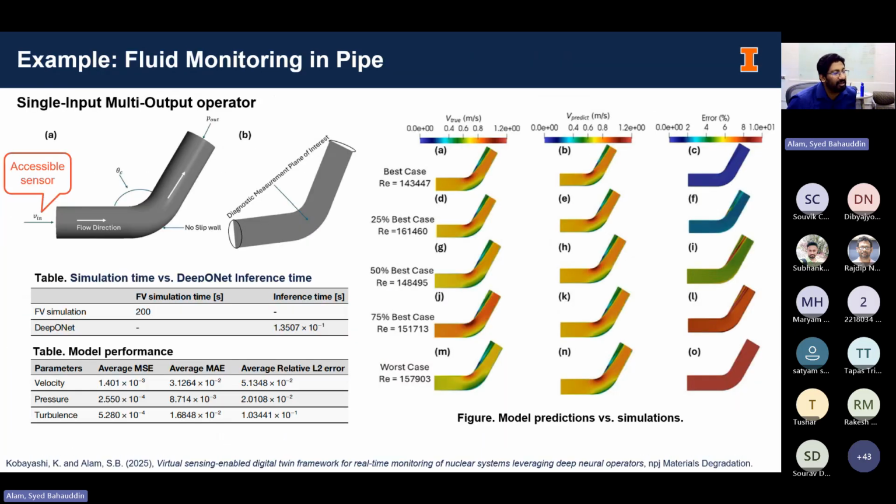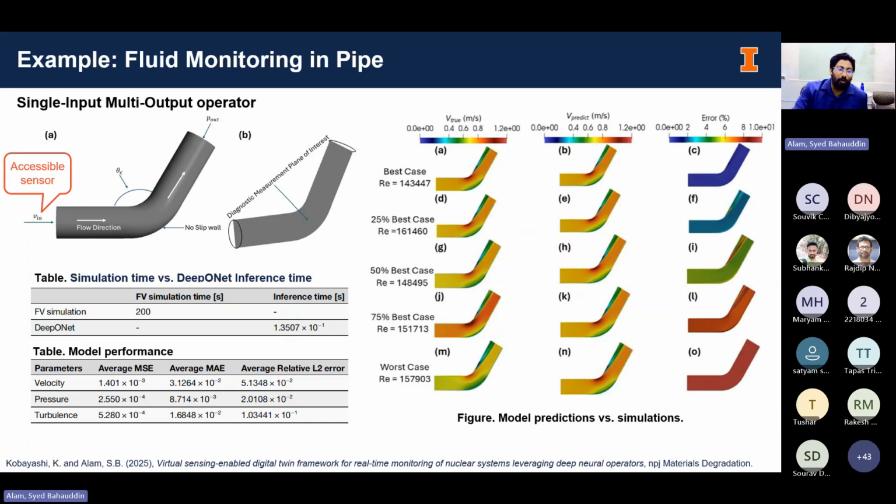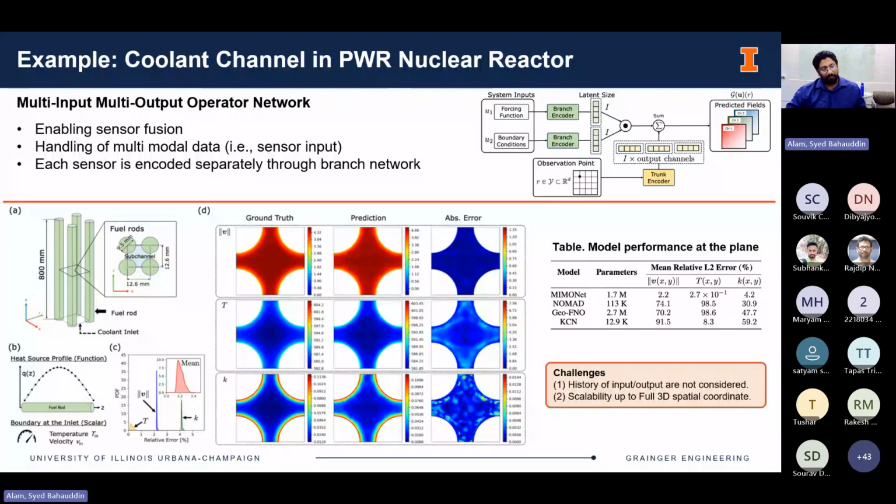In the previous work, it was single input, multiple output. But again, single input and multiple output, when it goes above some Reynolds numbers, it really doesn't work. So from that, we wanted to see, if we have multiple input, which is more realistic, and multiple output, can we make sure that each sensor is encoded separately through some branch network, and also we can have multimodal data and those kinds of things. So from that, we are trying to demonstrate how the coolant flows.